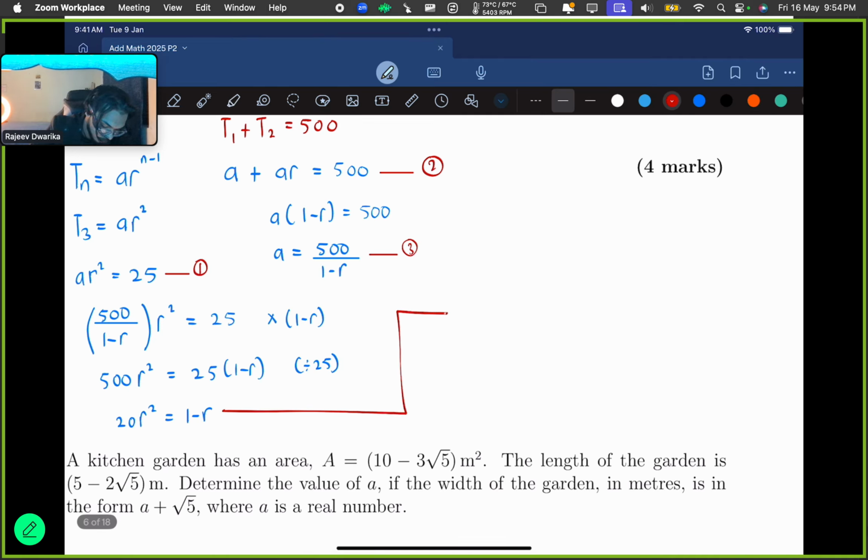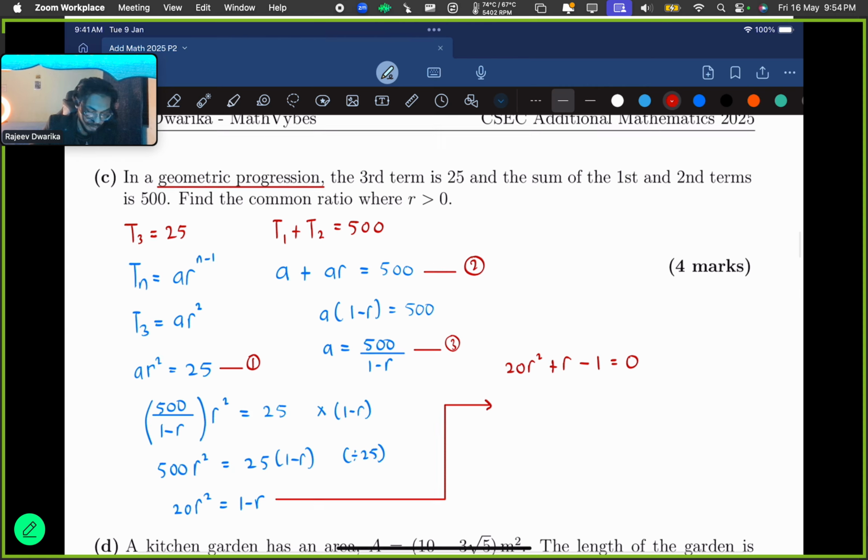So then I'm going to move across everything because we recognize that it's starting to look like a quadratic. So that's going to be 20 r squared. I'm going to move across all of these terms, so the signs are just going to be negated. So that minus r goes into plus r, that positive one goes into minus 1, and that's going to be equal to 0.